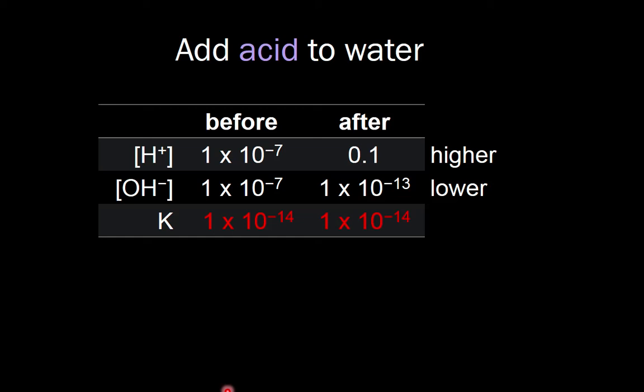And that happens because the concentration of H+ goes up, the concentration of OH- goes down, and they multiply and end up being the same number again. So that ends up being the same. So one of the definitions of what an acid is, is a substance that causes the concentration of H+ to go up and the concentration of OH- to go down in water.